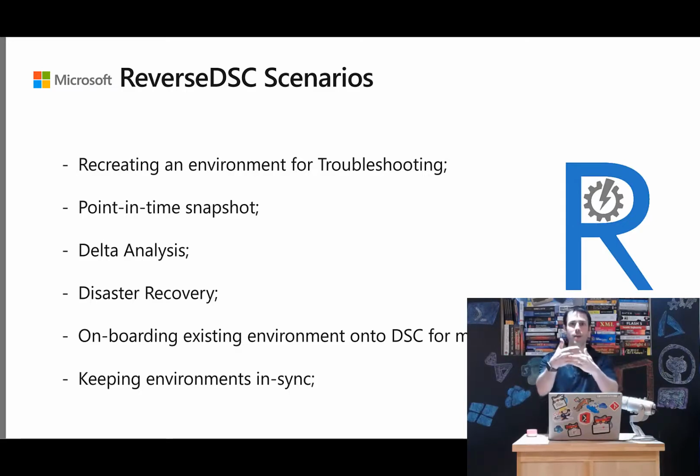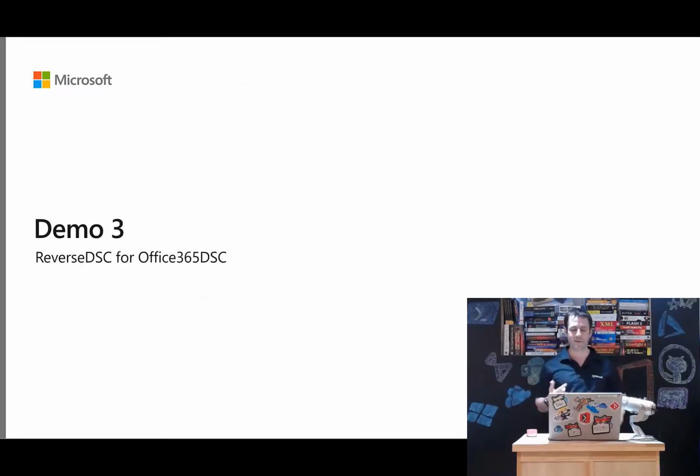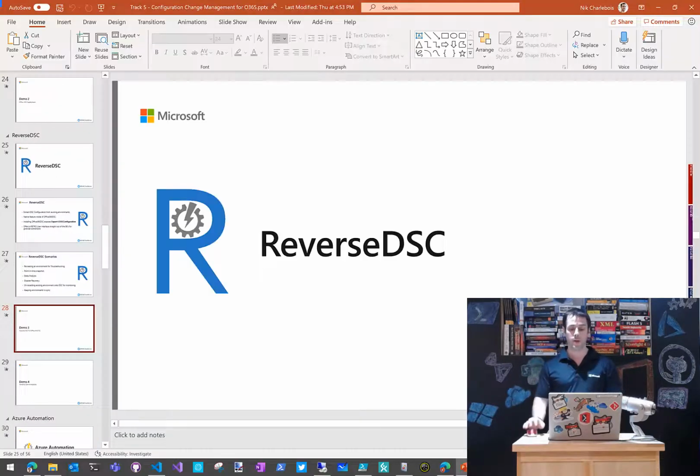So you don't change anything, right? You extract and you push right back. But that also tells the tenant from now on, any configuration drift, you need to report. So you're just onboarding an existing environment onto DSC. And then keeping environments in sync. We're going to do a demo of that, but I already mentioned that scenario where you have one tenant that's your source of truth, if you want, and you deploy across multiple. So let's do a demo.